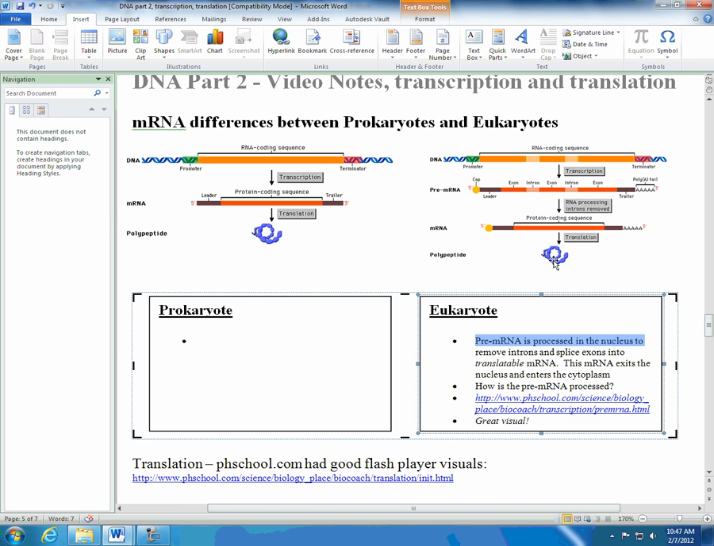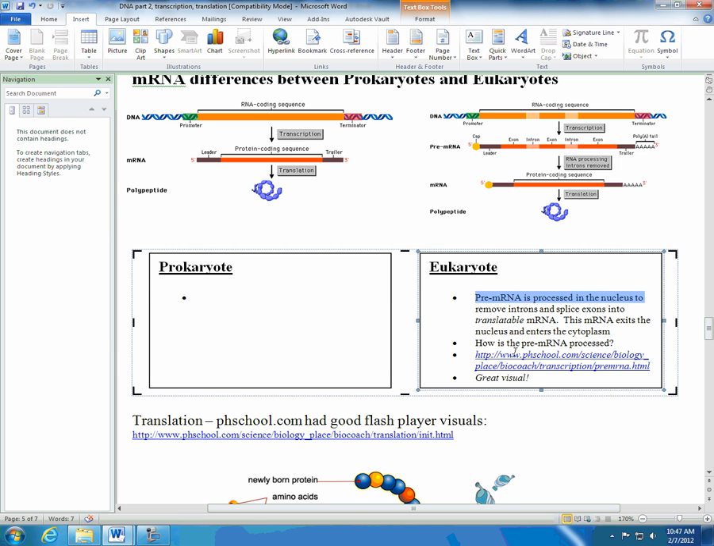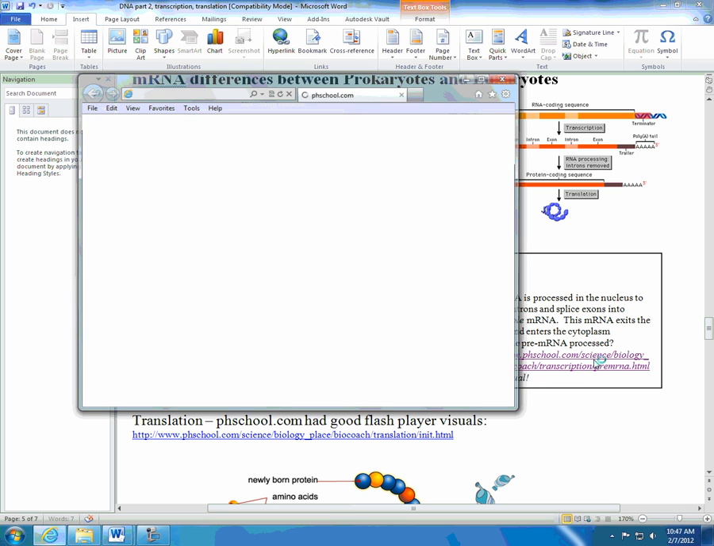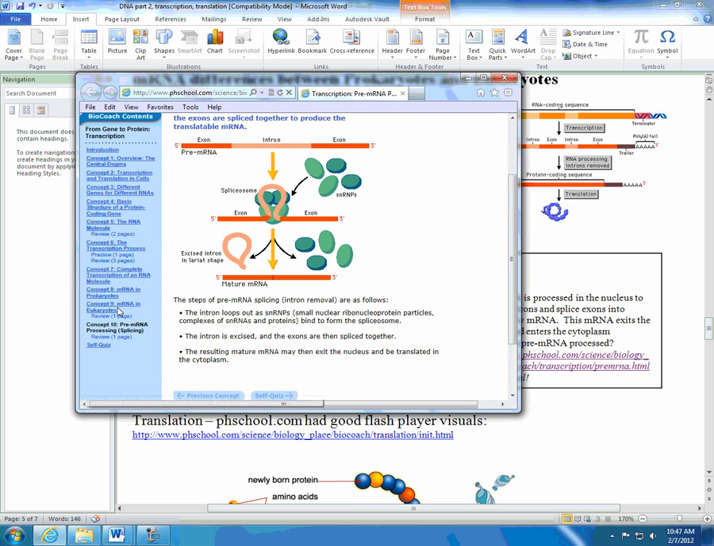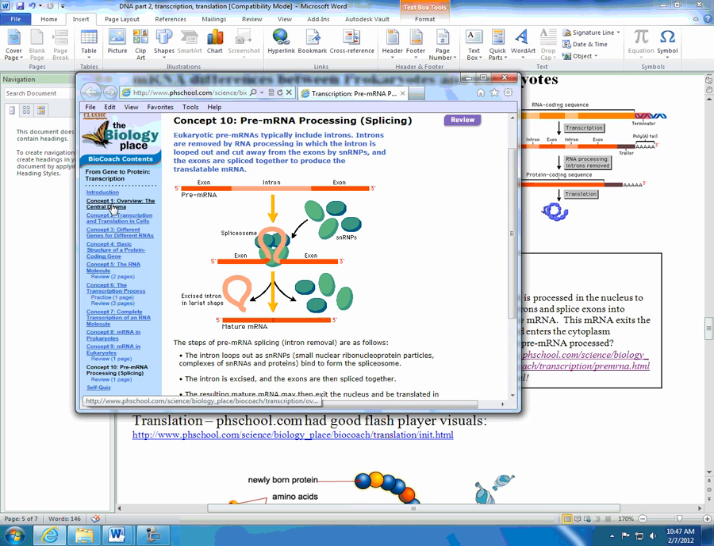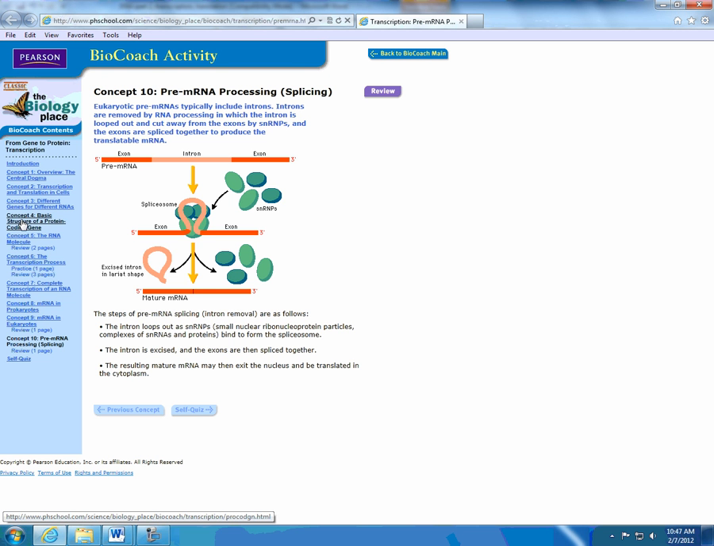Okay, so now let's take a look at this site here. Again, this is all on the PHS website. Feel free to go through all the way from the beginning. Here it goes right from the central dogma. It works through everything that we've talked about. I'm going to use this site as a source of questions. Go ahead and take the self-quiz at the end. That's where I'm going to look for quiz or test questions.